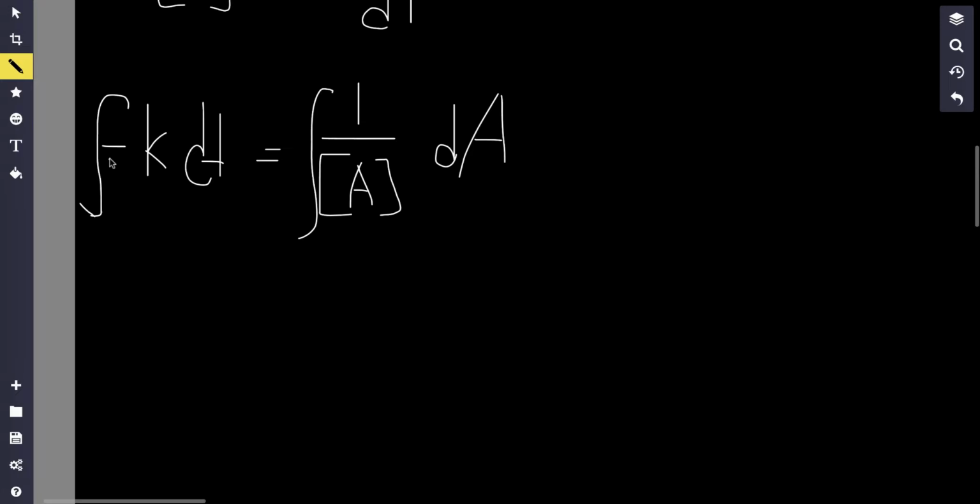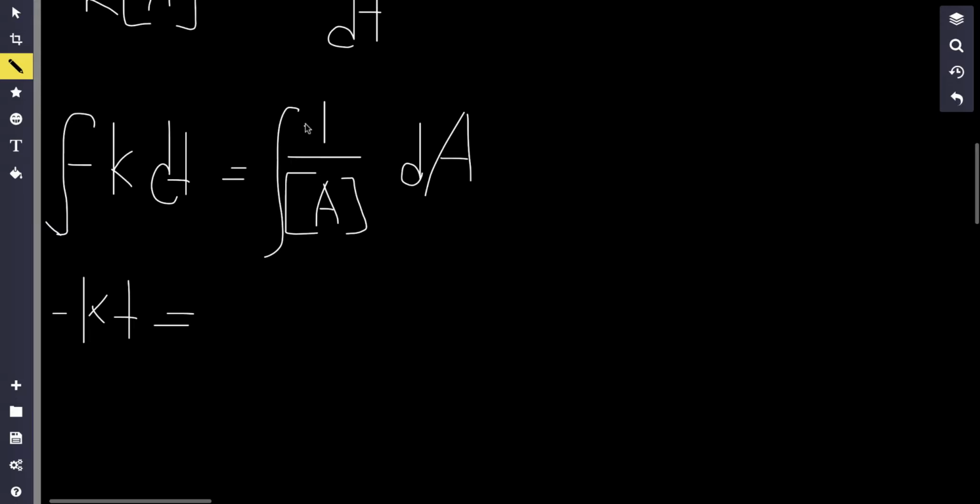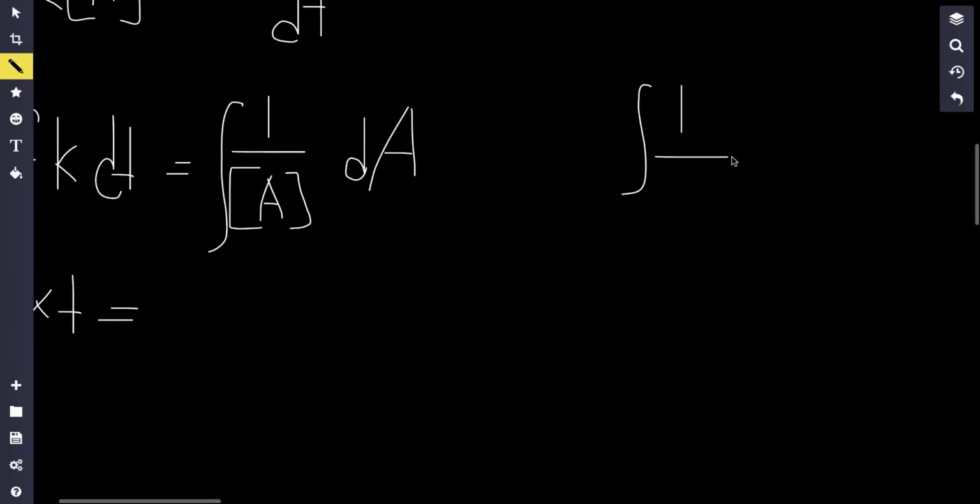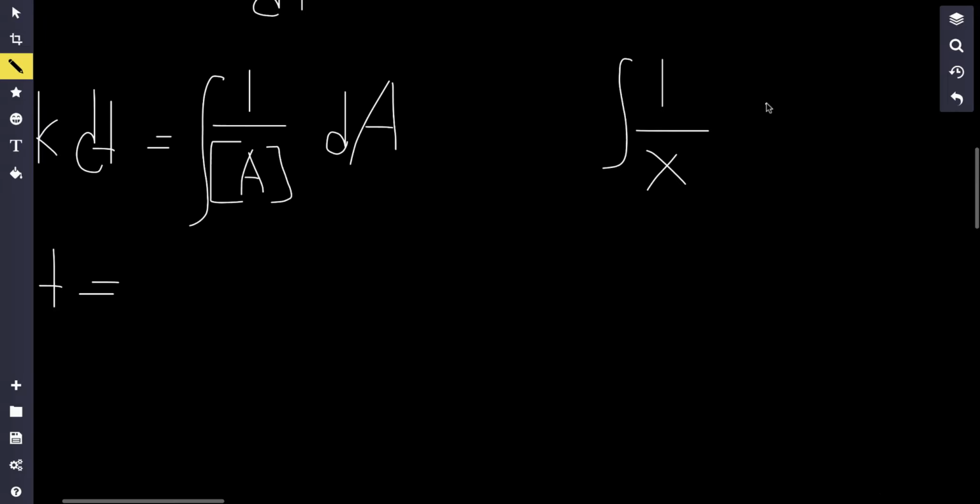If k is a constant, I can just move that outside the integral. So I get negative k times the integral of dt, which is just t. And then the integral of 1 over something with respect to that something. Remember, the integral of 1 over x with respect to x is going to be ln of the absolute value of x.